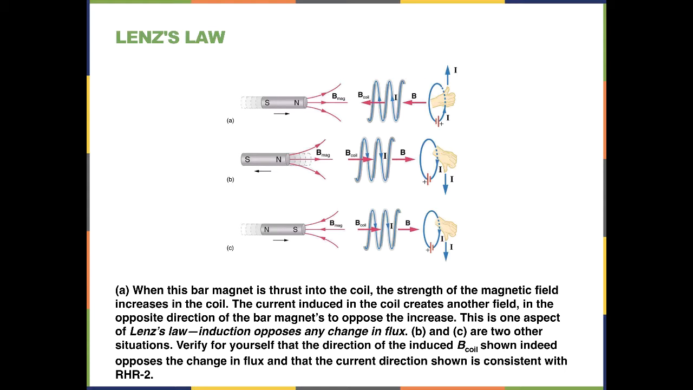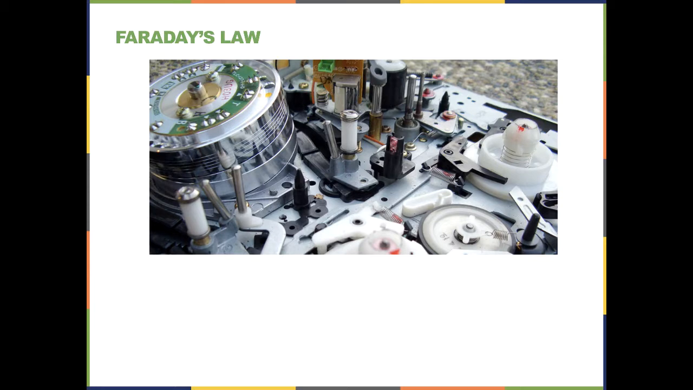So the change in flux is in the direction into the coil. So the induced field is in the opposite direction. And that's what's shown in B and C. Take a few minutes and stop the video if you need to in order to get this visualized in your mind. This is one of the hardest parts of understanding this whole chapter.